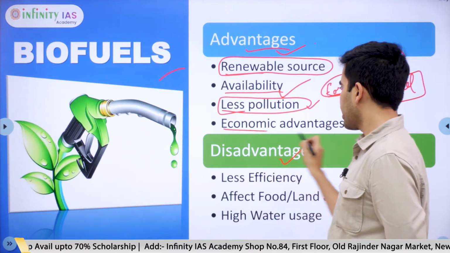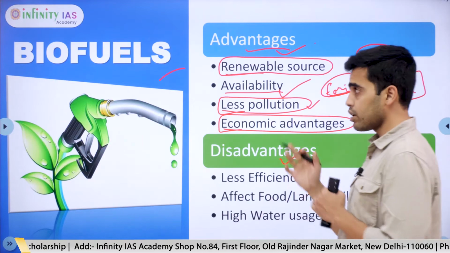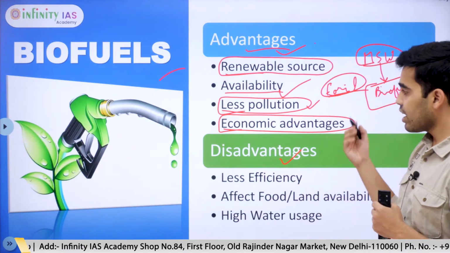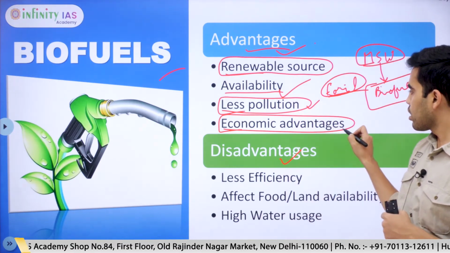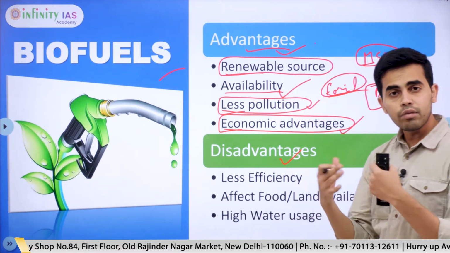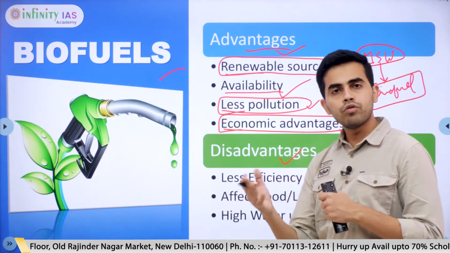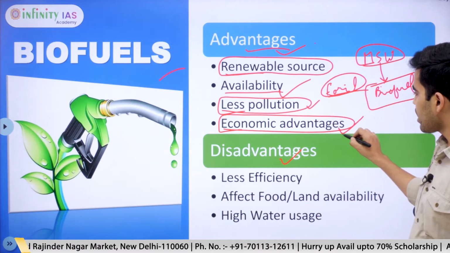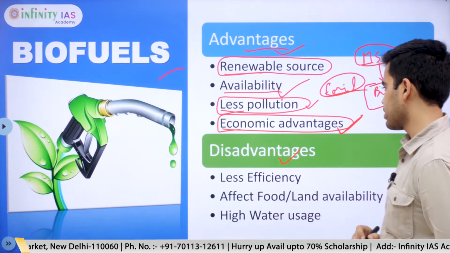Next comes economic advantages. So biofuels are produced from crops. If a farmer produces a crop for biofuel, he will get more money than what he could have earned through food crops. So it gives some economic advantage to the farmers to increase their income.